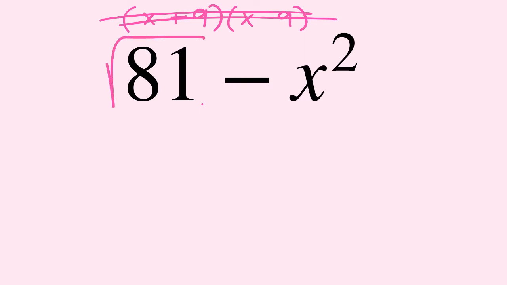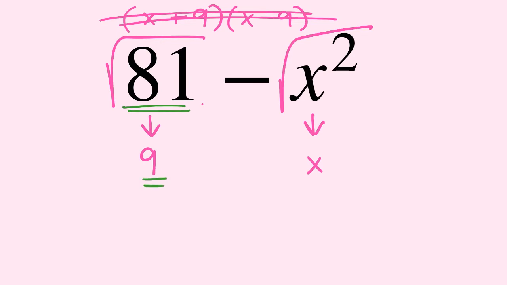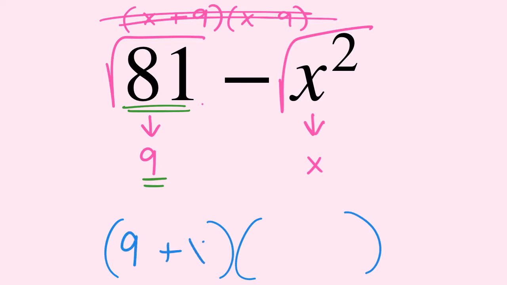So the square root of 81 is 9, and the square root of x squared is x. But since the 81 came first, that means we have to put the 9 first. So when we write our factors, we're going to put the 9 first. So 9 plus x, 9 minus x.